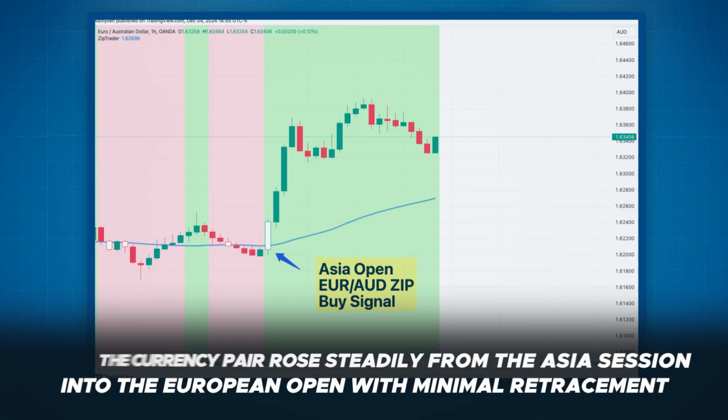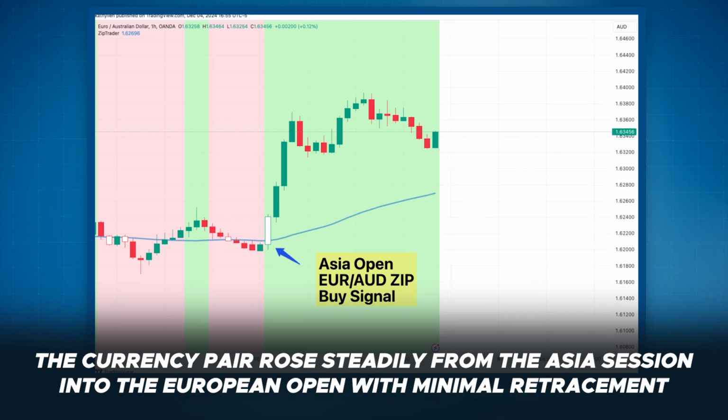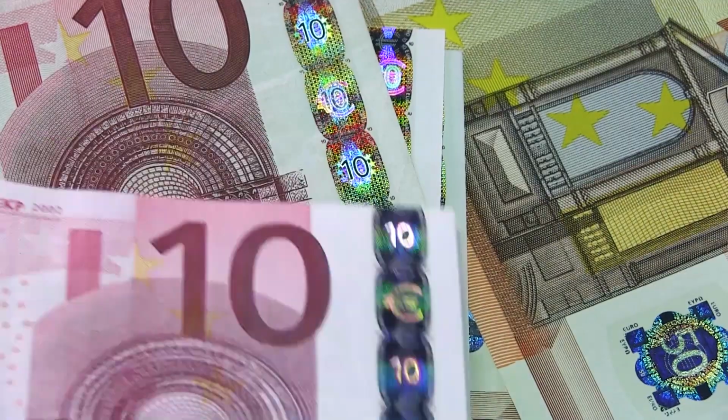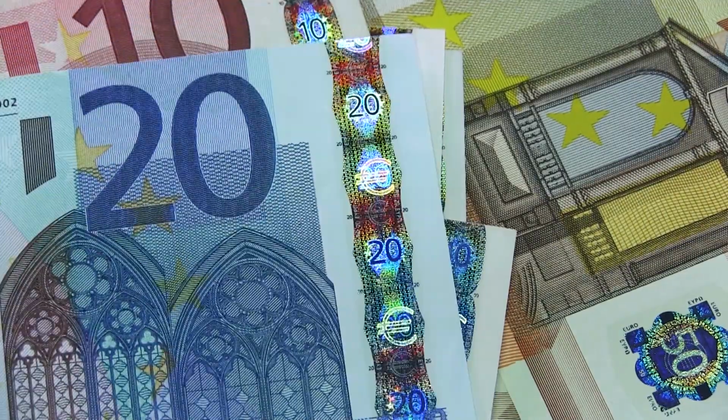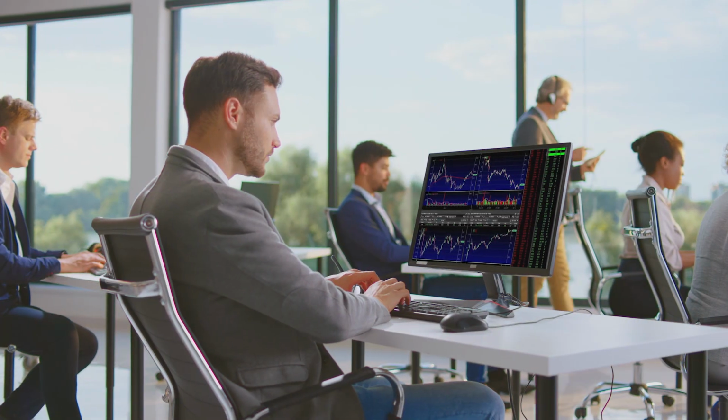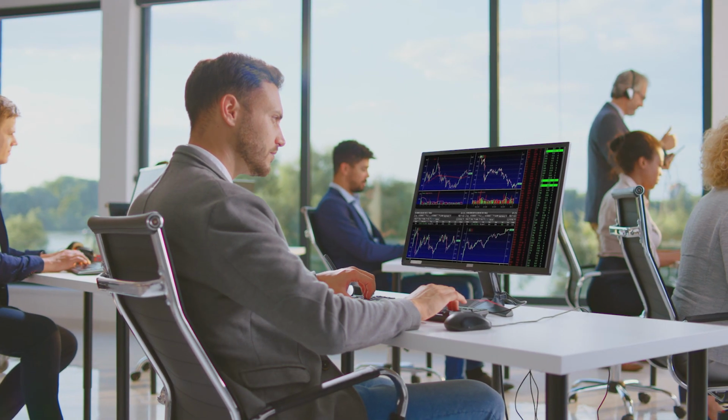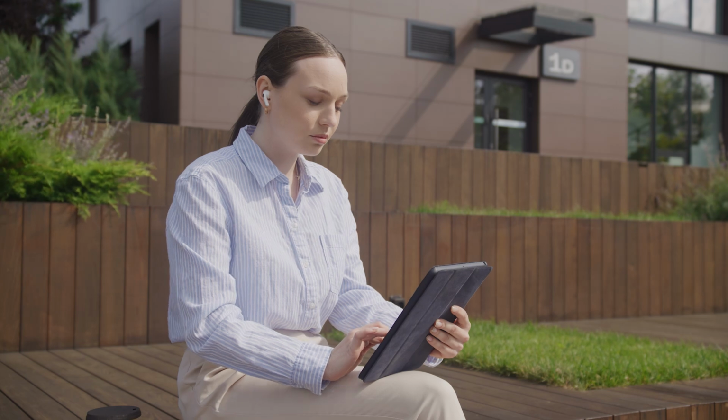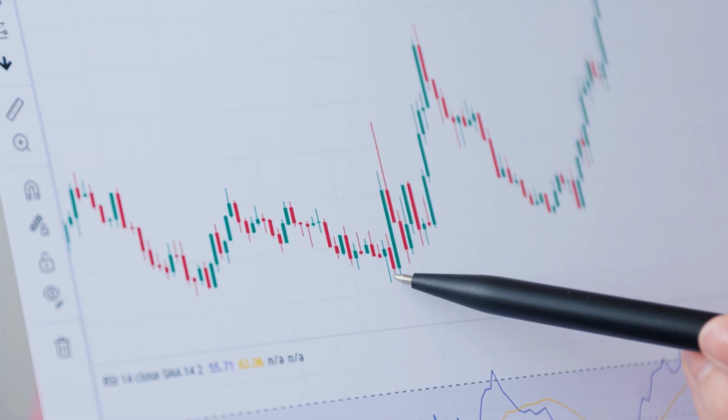As you can see in the Euro Aussie chart, the currency pair rose steadily throughout the Asia session into the European Open with very little retracement. This is the type of clean, sustained move that makes trading Euro crosses so rewarding during the Asia session. And this is actually a small move. And often, the easiest pairs to trade are the Euro crosses during the session. These crosses are particularly great for day traders or swing traders during the Asia session because the dynamics are so clear, and usually you're either right or wrong.